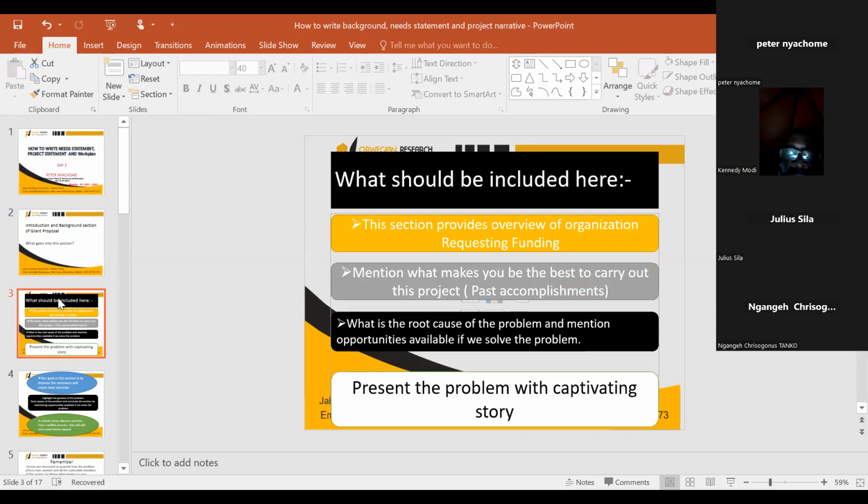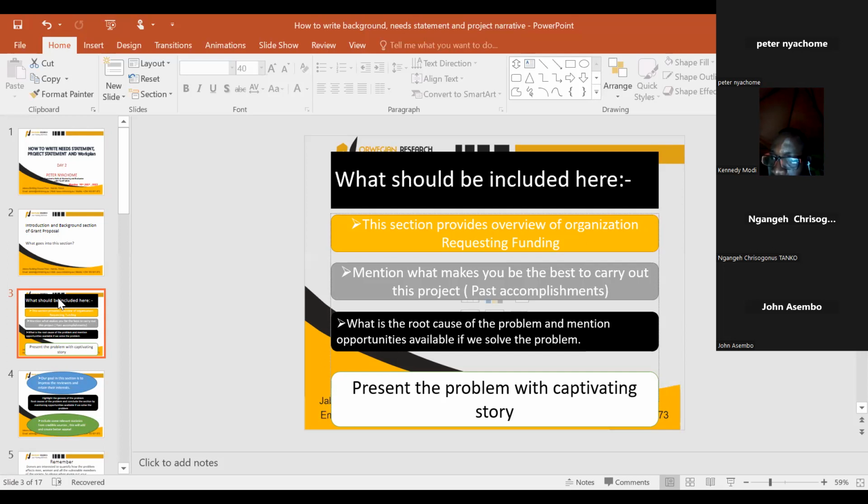The first is, this section provides an overview of your organization requesting the funding. The organization itself, the NGO, the CBO, or the faith-based organization that is seeking funds, we need to know about them. We need to know or mention what makes you stand out. Why do you think you are the best to implement this particular program? It must come out in the introduction section. And that is addressed by simply highlighting your past accomplishments with the previous projects that you have already implemented. That is what will bring forth whether they can trust you with the proposed project.